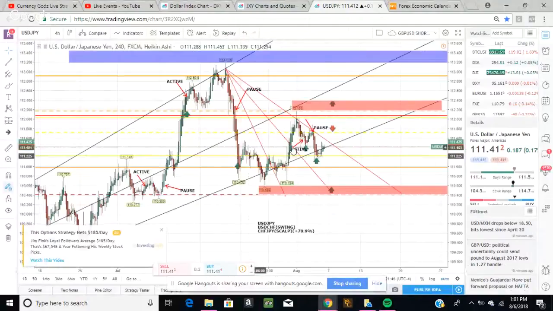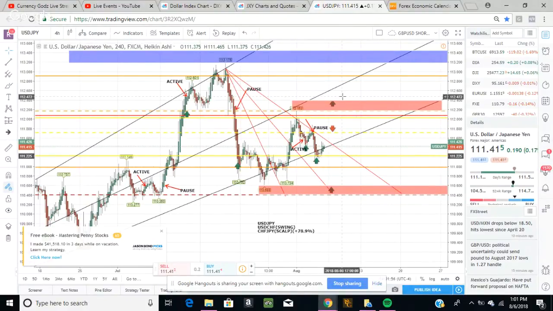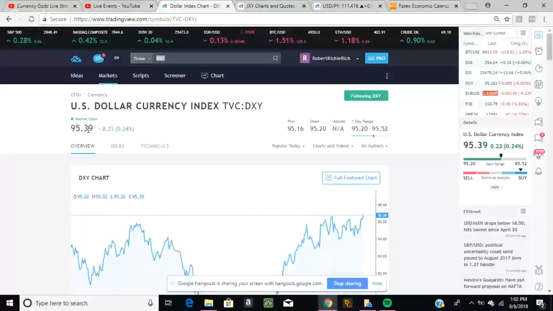All right, solid. So this is USD JPY, or US dollar versus the Japanese yen. The first thing that you want to do, as I teach everybody, first thing first, is to check those indexes. For US dollar, that index is the DXY. I already got it typed in up here. The DXY is actually positive 24%. It's at 95.39. Okay, so that's actually a good thing.